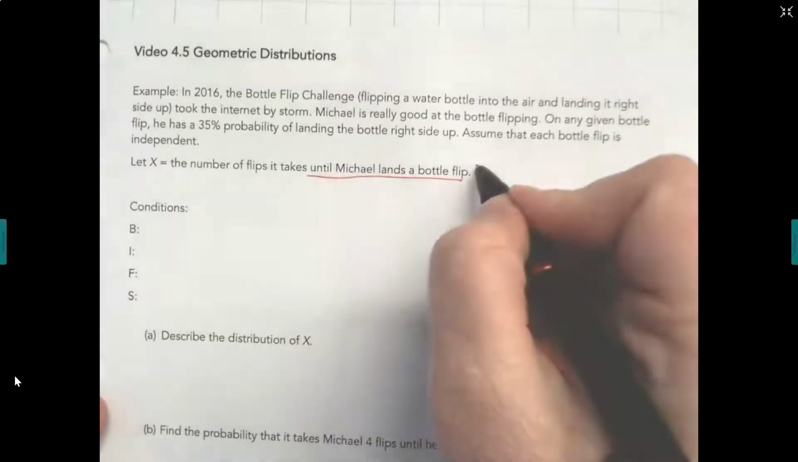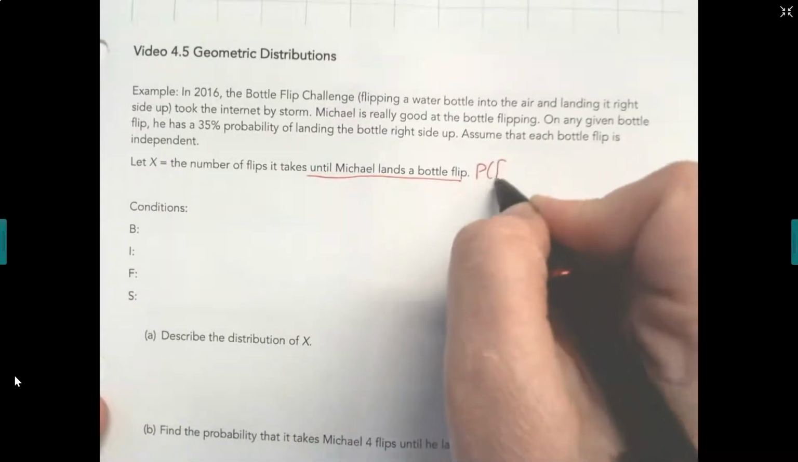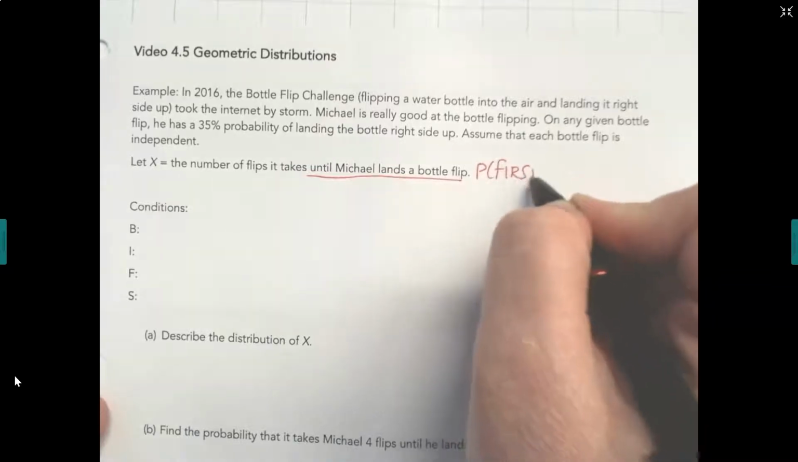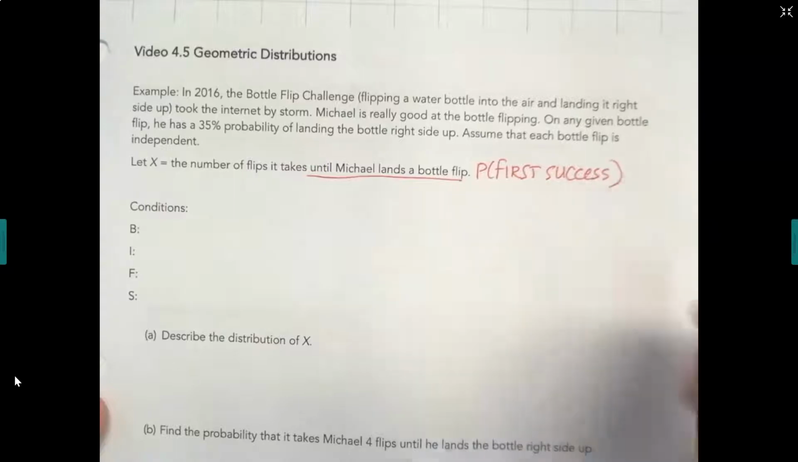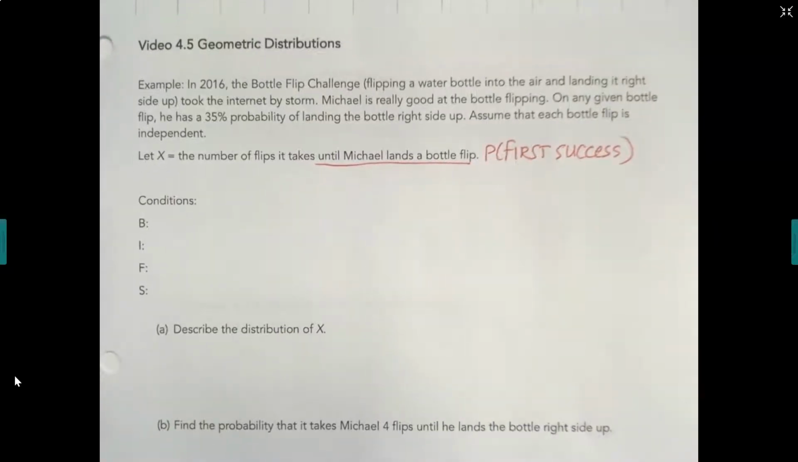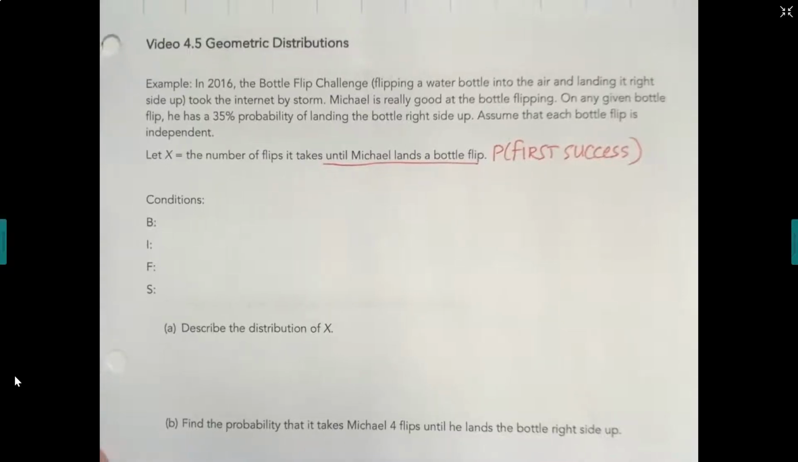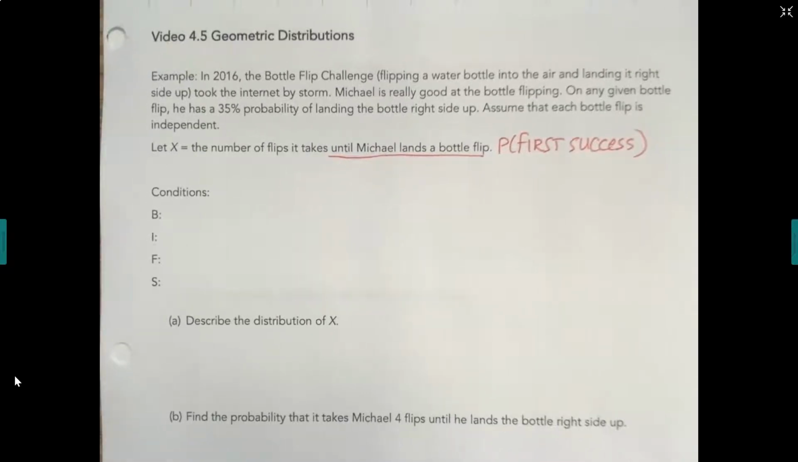So what they're saying here is that we're looking for the probability of first success. And that's a really important note to make, because they're not telling us Michael's going to flip the bottle this many times. What's the probability of something happening? They're saying what's the probability, how many flips is it going to take until he's first successful? This makes this a geometric distribution, the probability of first success.